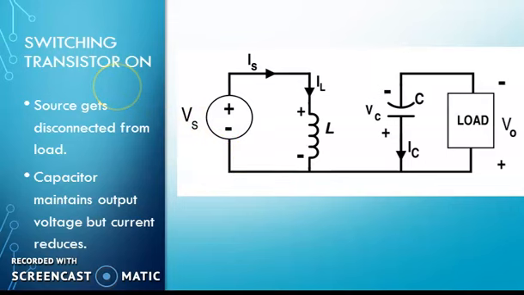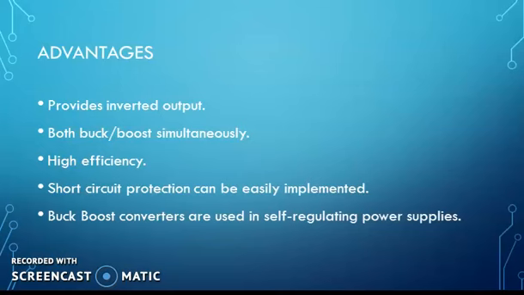So when the switch is in off condition, it acts as a boost converter. When the switch is in on condition, it acts as a buck converter. It provides inverted output. It works as both buck and boost simultaneously. It has higher efficiency. Short circuit protection can be easily implemented. Buck boost converters are used in self-regulating power supplies.